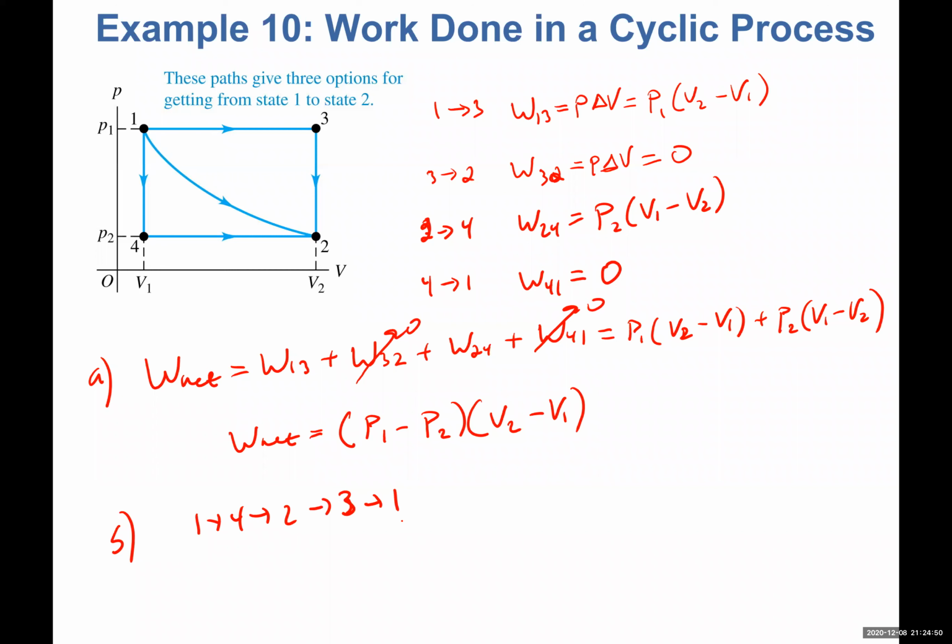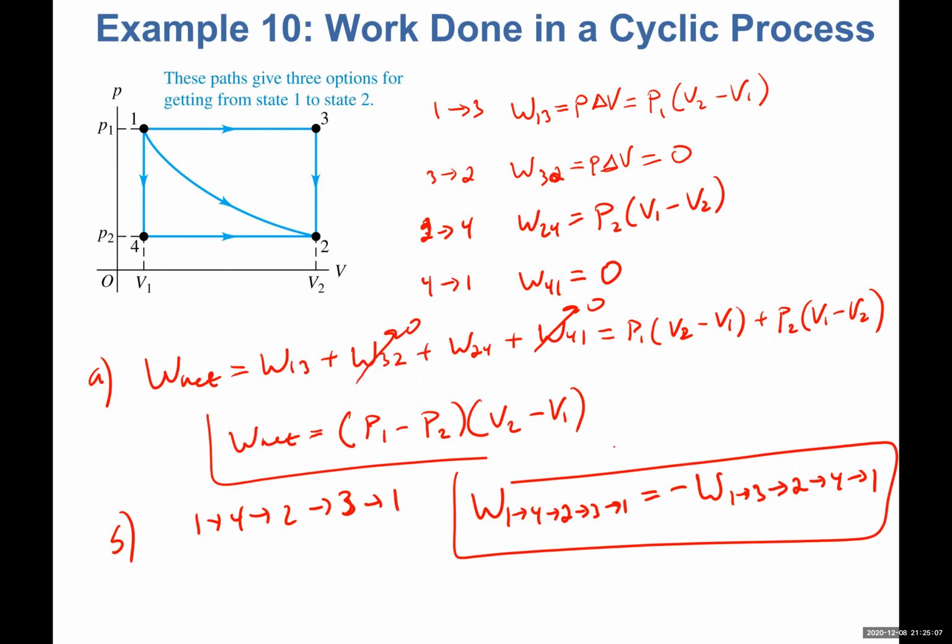That means the work done for 1, 4, 2, 3, 1 is equal to the negative of the work done going from 1, 3, 2, 4, 1. And that's going to be the answer for that, which was the answer for the first one.